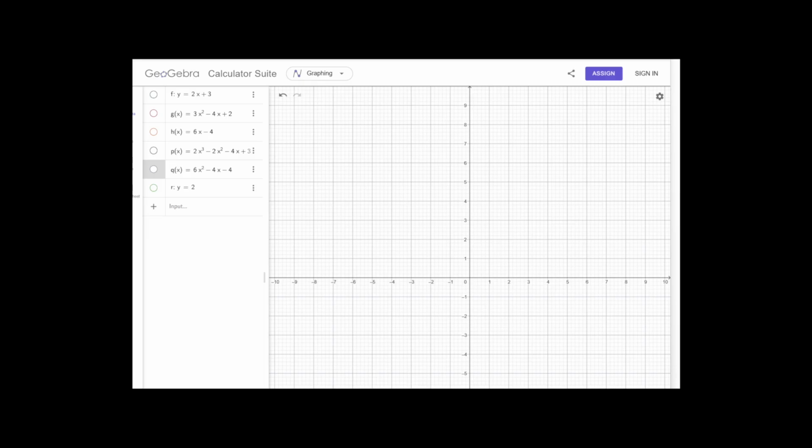So the first one we've got is f of x, or y, equals 2x plus 3. If we were to differentiate that, what would we get? The 3 is going to disappear, the x is going to disappear, and we're going to be left with 2. And in fact, I've got it right down there.